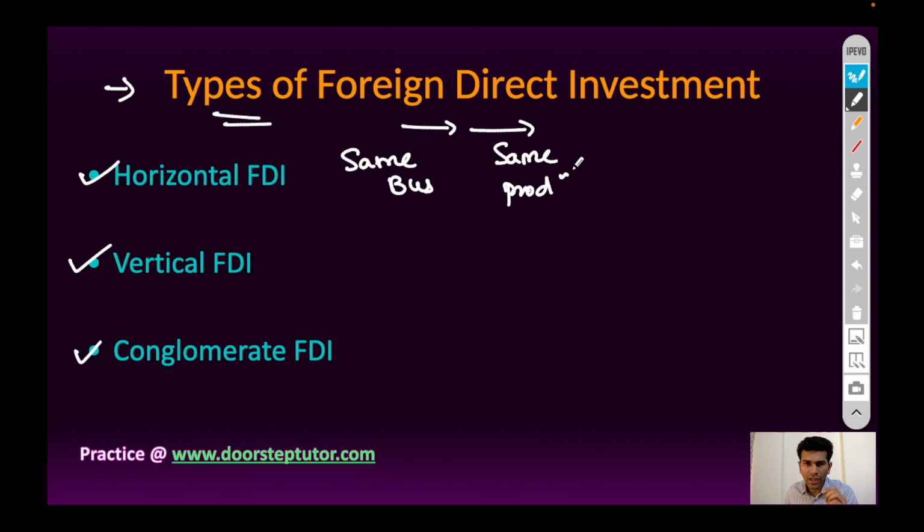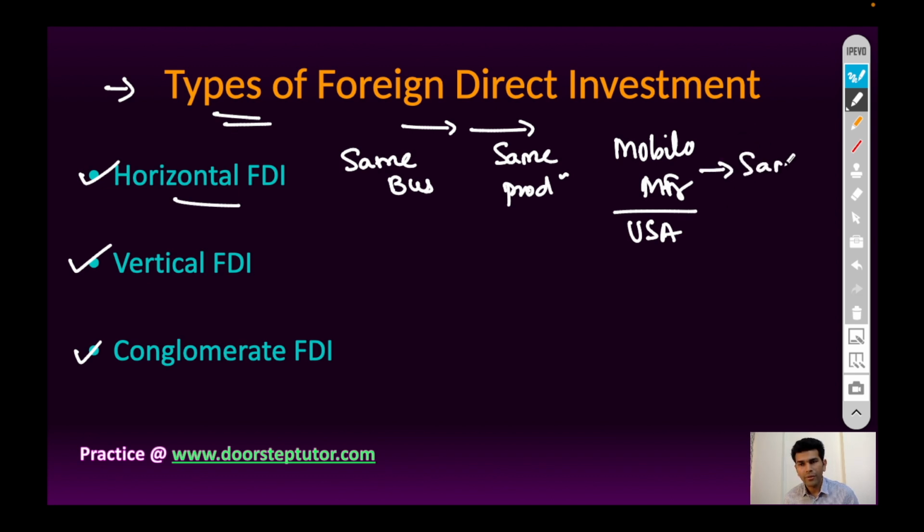When a business organization establishes the same type of business operation in a foreign country as it operates in its home country, it is called horizontal FDI. So, when a mobile manufacturer of USA establishes the same business in India, it is called horizontal FDI.